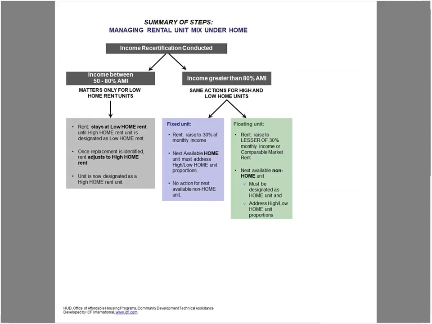So as we already talked about, when we have a household whose income goes over 50%, so it's between 50 and 80, if they're in a low HOME unit, we're going to keep that as a low HOME unit until we're able to replace that. Once we've been able to replace it, we're going to be able to adjust that non-compliant unit, that over-income individual. We're going to redesignate that as a high HOME unit and then be able to raise their rent to a high HOME level. So I'm going to be switching back and forth here with this chart as we look at some of these exercises.